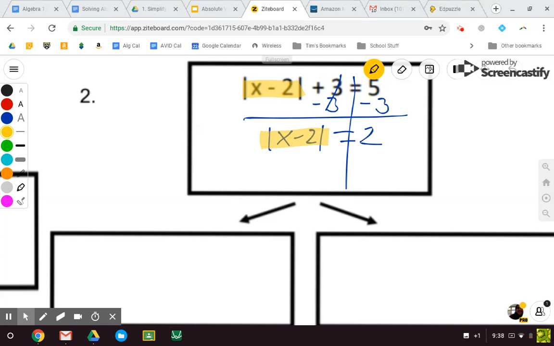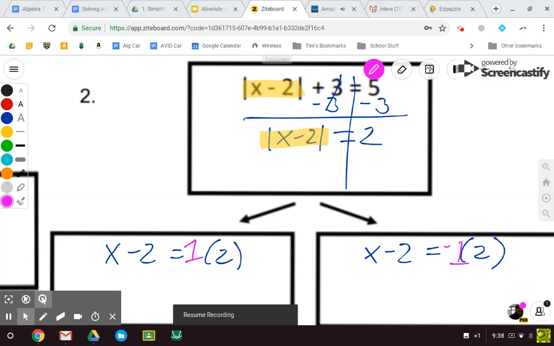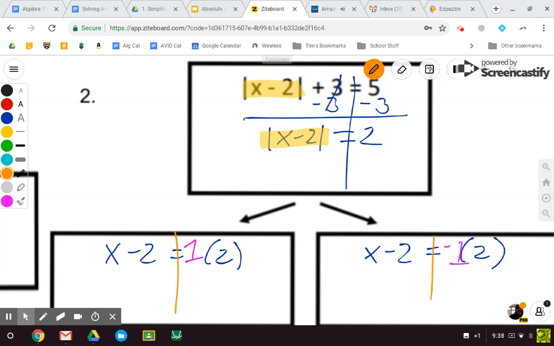Go ahead and try to write your two equations now. Okay, this is what I got for my two equations. I got x minus 2 is equal to 1 parenthesis 2, and x minus 2 is equal to -1 parenthesis 2. Now I'm ready to solve these two equations.